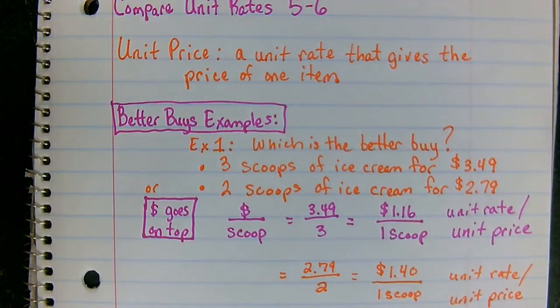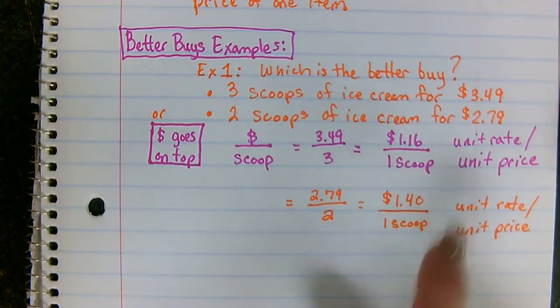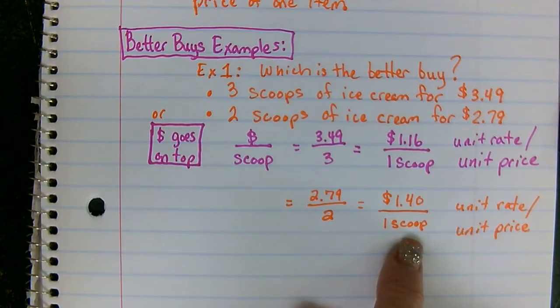Okay? So we were to compare the rates. $1.16 per 1 scoop or $1.40 per 1 scoop. It's kind of backwards. You're not looking for the biggest number this time. You are looking for the smallest per scoop because that would be a better deal.